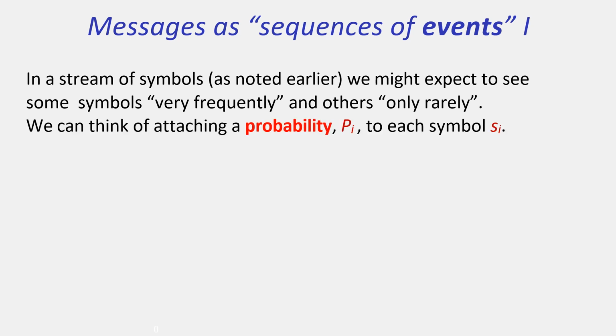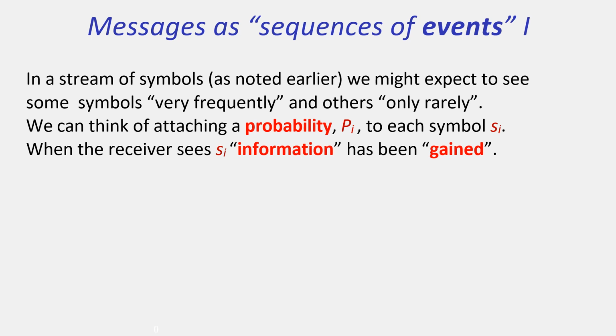So we can think of attaching a probability to each individual symbol. So this probability, p sub i, is the probability that the next symbol we see in our stream of symbols being sent is the symbol S sub i.